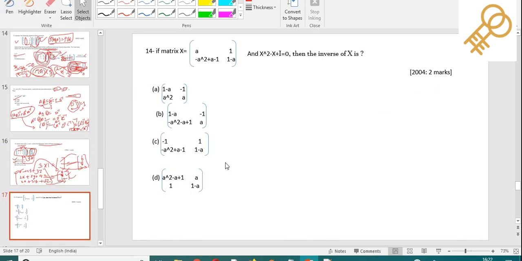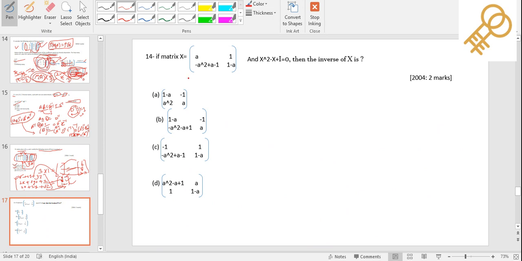So moving towards the next question. The next question was asked in 2002 for 2 marks. If a matrix X is equal to the given matrix, and they have given one relation, that is X square minus X plus identity matrix is equal to 0, then find the inverse of X. They are asking X inverse. With the help of the equation, we have to find out these values. So how can this be done?